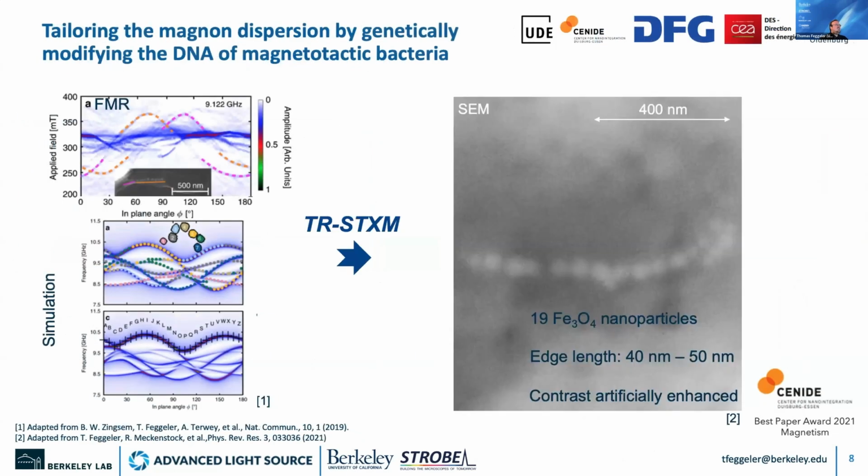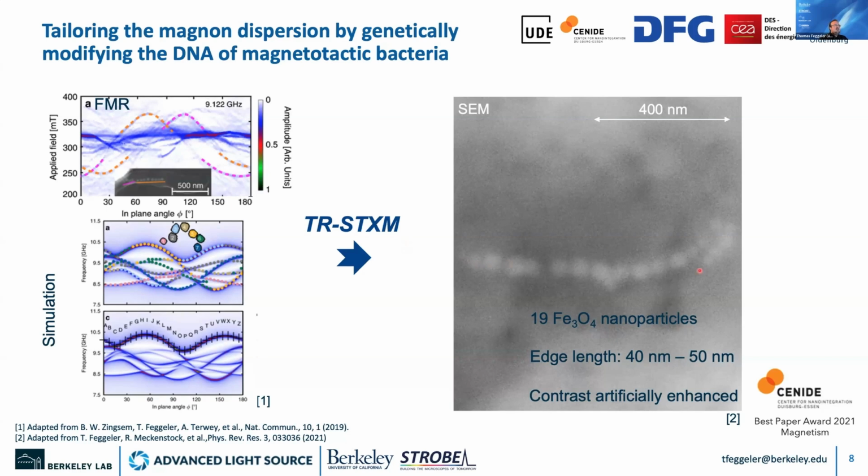So, going to nanostructures: iron oxide nanoparticles in magnetotactic bacteria. Depending on the orientation and arrangement of such particles, one can shape the magnetic dispersion, as we can see here in a conventional ferromagnetic resonance spectrum. And we also wanted to look at time resolved XMCD on such a chain.